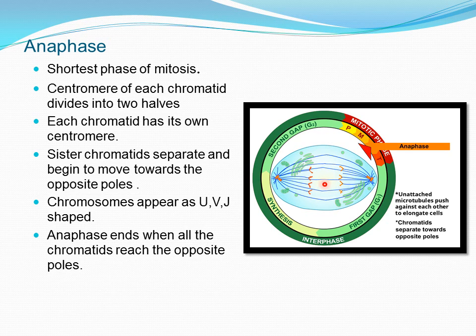And how does the anaphase end? As soon as these chromatids reach the opposite poles near the centrioles, the anaphase is completed. So the anaphase ends when all the chromatids reach the opposite poles. So it's clear to everyone, right? It is a very easy phase where the centromeres divide and the sister chromatids move towards the opposite poles, and they have different shapes like U, V and J. So next comes the telophase, the last phase of mitosis.